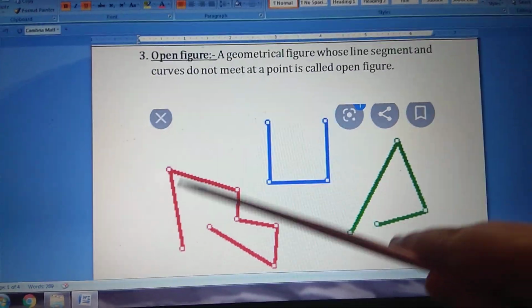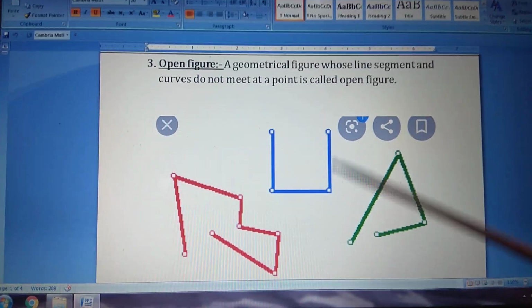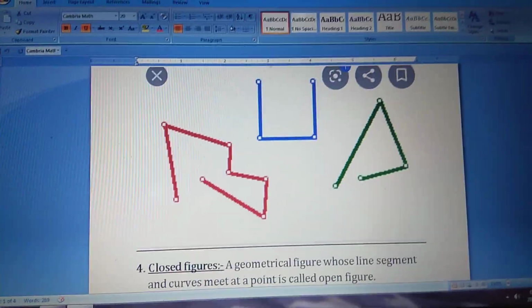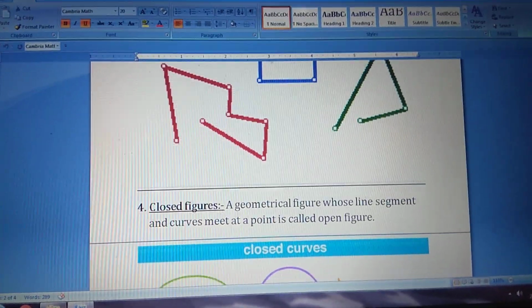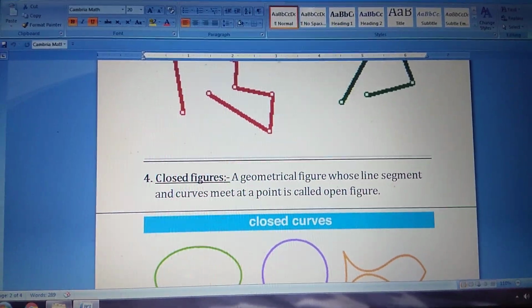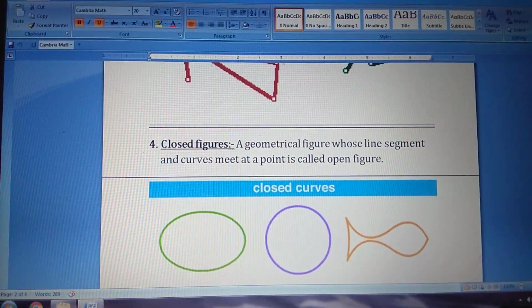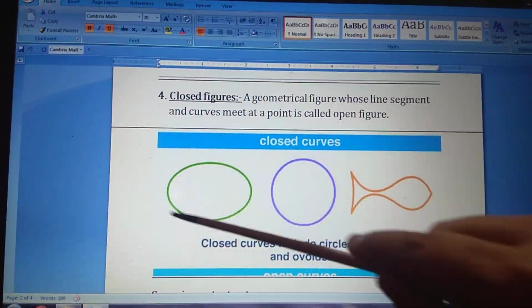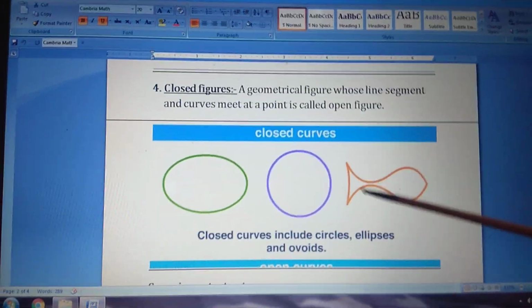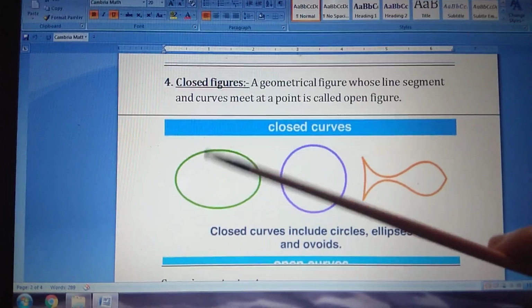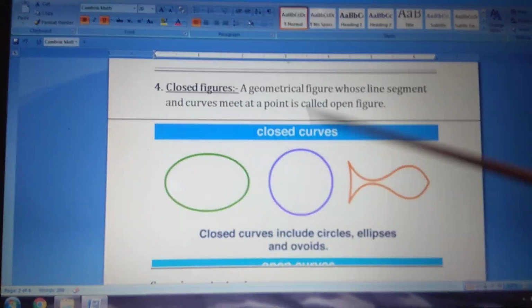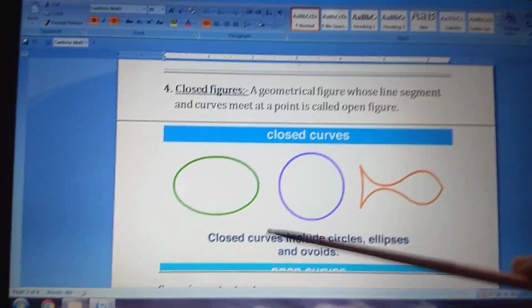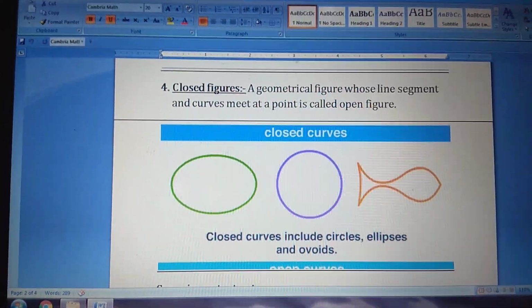You need not use a sketch pen to draw this figure. You can draw using ruler and pencil. Now comes closed figure. The geometrical figure whose line segments and curves meet at a point are called closed figure. So here you can see three closed figures. There is no opening. So these are called closed figures. They have special names. This is called circle, this is called ellipse, and this is called ovoid. You need not write these names, you can just draw the figure.